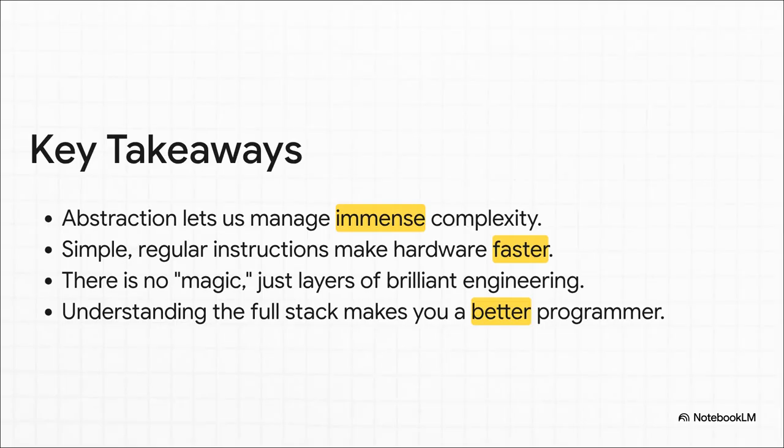So what are the big takeaways here? First, abstraction is the one tool we have to manage this mind-boggling complexity. Second, having a simple regular contract like the RISC-V ISA makes for much faster, more efficient hardware. And maybe most importantly, there's no magic inside a computer. It's just layers upon layers of brilliant engineering. And you know what? Understanding these layers really does make you a better programmer.